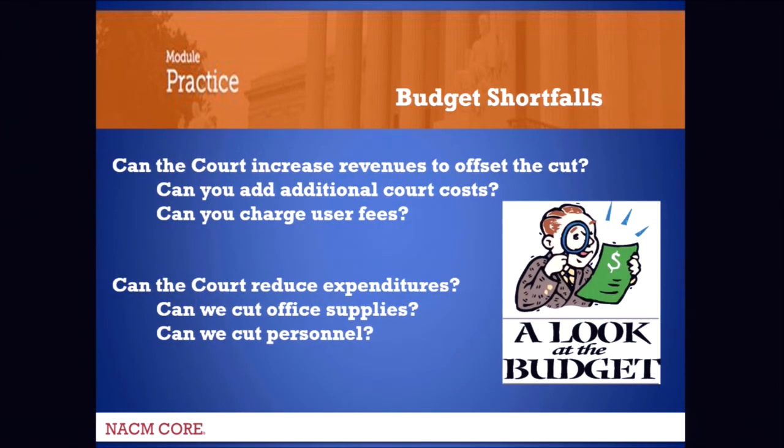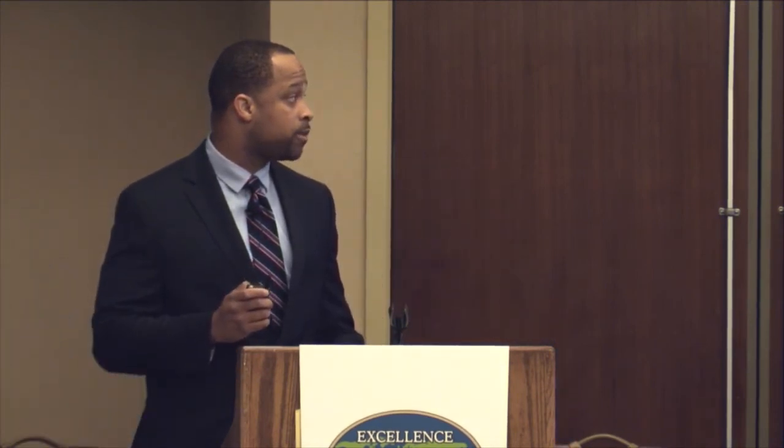I'll leave you with a few questions if you have shortfalls. If you can add additional court costs, do so. If not, you're just going to have to work harder to get to the desired result. So that's all for me, and I hope everyone enjoyed it. And I think we'll open it up for questions. And don't forget, NACMcore.org is the website. We have 13 competencies. You can download each one of them so you can use them in your jurisdiction. So thank you. Leave that slide up.